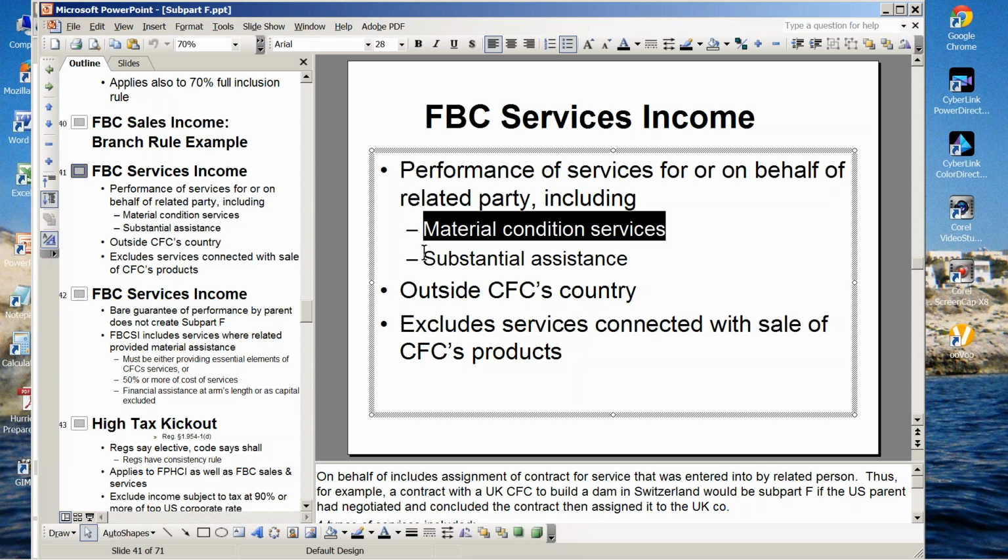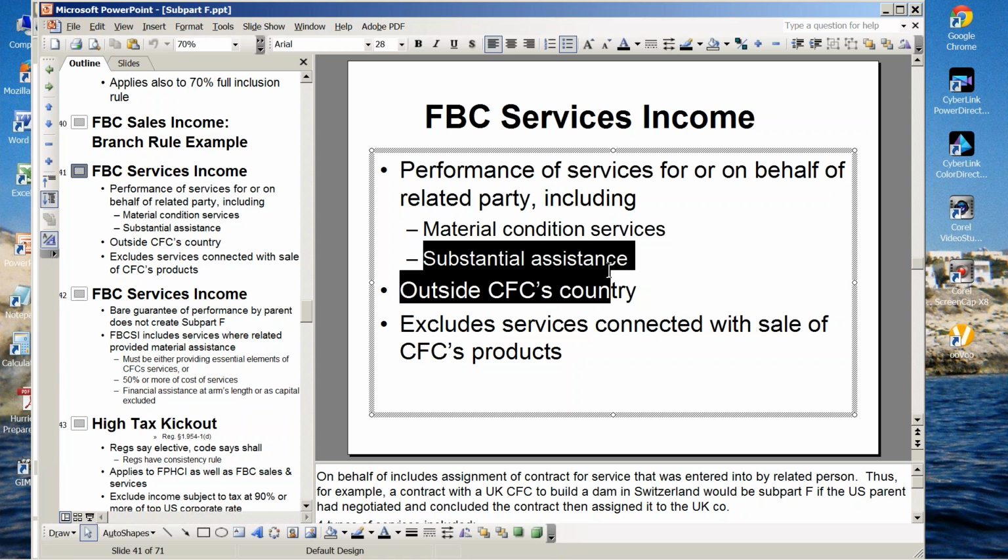The second key thing, and this is the one that trips a lot of people up the most, is substantial assistance. If I've got a subsidiary that does not have the capability on its own of performing those services, then somebody else in the group has to come up with a way to do it. And if the things that somebody else in the group does for the subsidiary are substantial in relation to whatever services are being performed, then the income from those services is Subpart F.